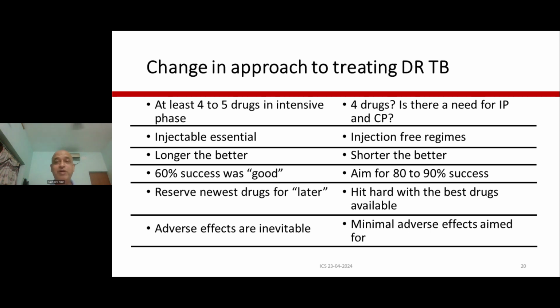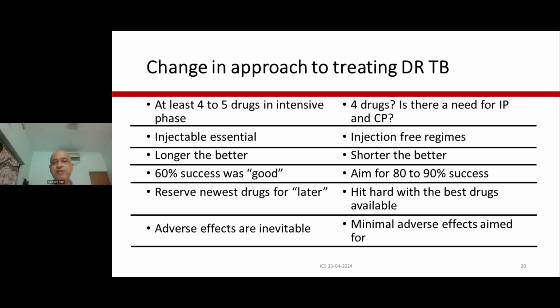At that point of time, I showed you the success rate for the country was less than 50%. Some states like Kerala at one time had 66% success, and we used to pat ourselves on our back that, see, we are doing so well. For MDR TB, we have 66% success. But today, you're looking at aiming for 80, 90% success, even for your MDR or XDR TB patient. Some of the regimes that Vikas will mention will tell you that. So your expectations and ambitions have gone up a long way.